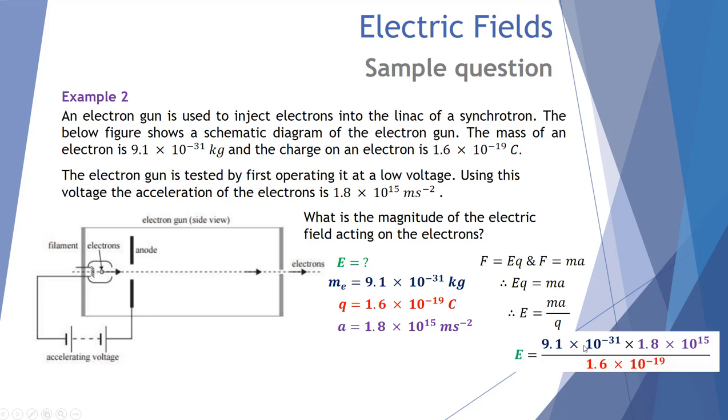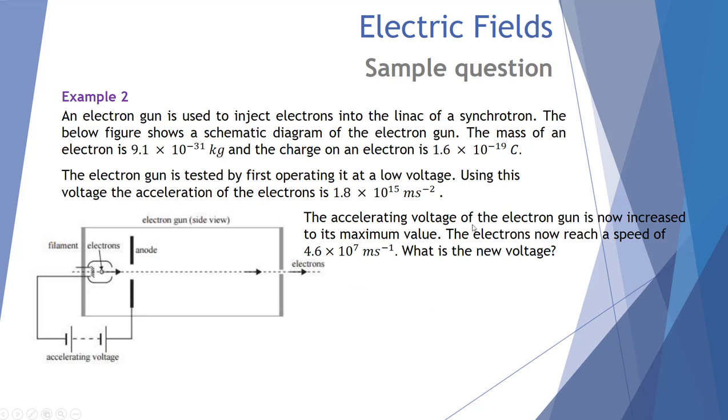Now to work out the electric field from this point, we simply substitute in the values. So the mass was 9.1 by 10 to the negative 31 kilograms. The acceleration was a whopping 1.8 by 10 to the 15 meters per second squared, and the charge of the electron was 1.6 by 10 to the negative 19 coulombs. Put those values in, do the correct calculation, and we end up with an electric field strength of 1.02 by 10 to the 4 volts per meter.